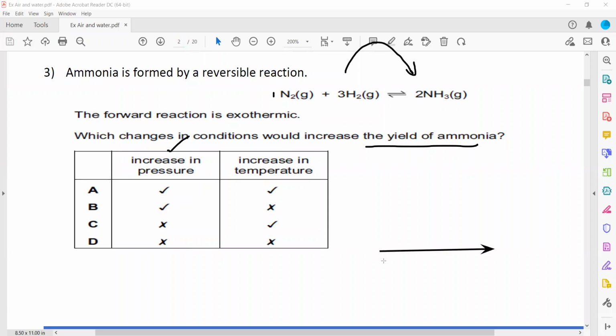In an exothermic reaction, the reactants have high energy and the products have low energy. So N2 plus 3H2 gives 2NH3. If we increase the temperature, what will happen? The equilibrium will shift to the left hand side, or backward. So the yield will not increase, the yield will decrease. So we should increase the pressure, but we should not increase the temperature. So B is the right answer. Increasing the pressure shifts the equilibrium toward the right hand side, but increasing the temperature shifts the equilibrium towards the left hand side.